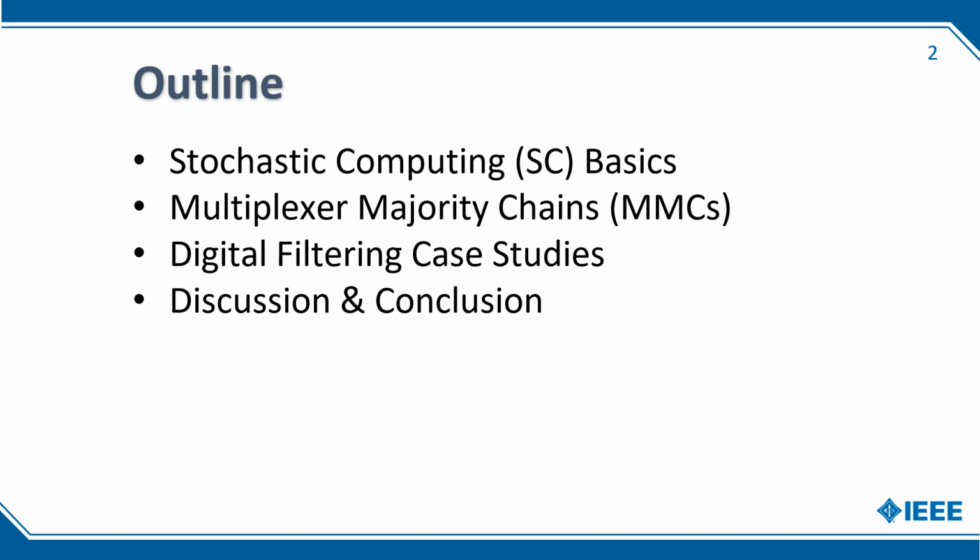Next, we'll introduce multiplexer-majority chains, or MMCs, which generalize both types of PCCs and offer many intermediate designs providing better control of the accuracy and area trade-off. Finally, using two digital filtering case studies, we'll show how the proposed MMC design can offer an improved cost-to-performance ratio versus the two existing PCC designs.